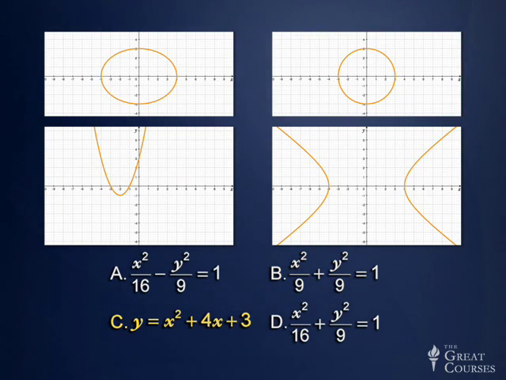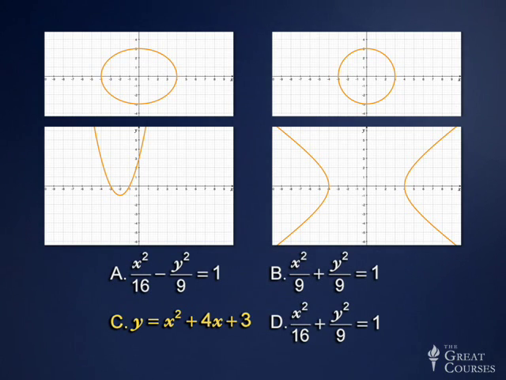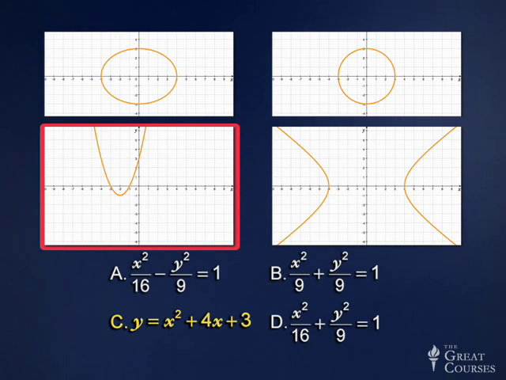Next, y equals x squared plus 4x plus 3. Now notice something here. You've got some x squareds and some x's. That's fine. You only have one y raised to the first power. There are no y squareds in this equation. That immediately tells you which type of graph you have. You must have a parabola. So that third equation must be matched to a parabola.